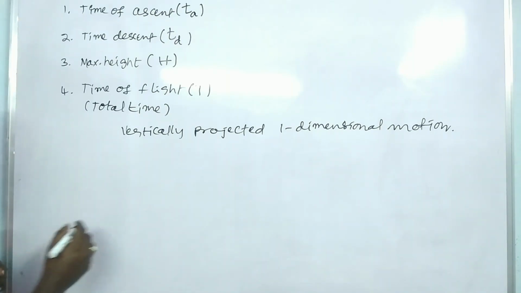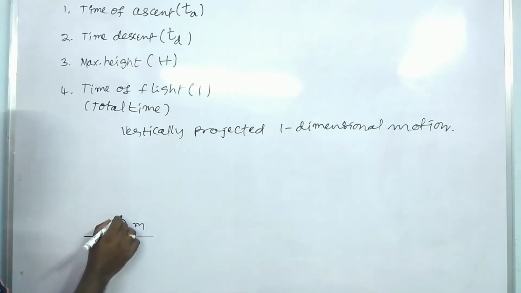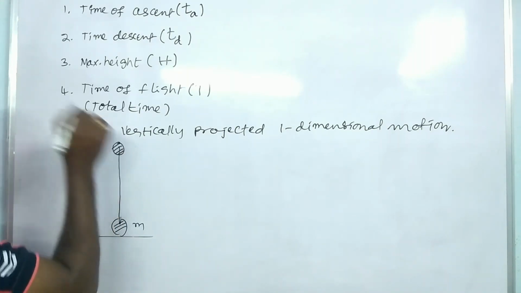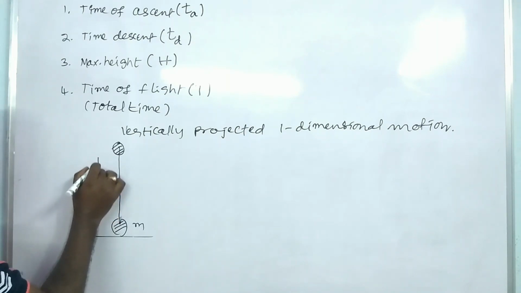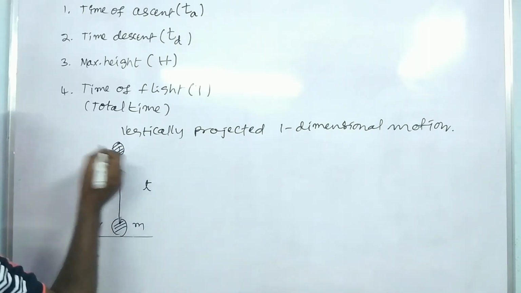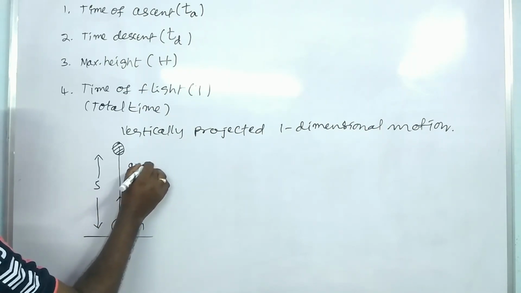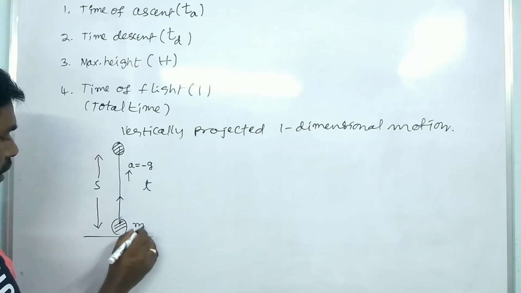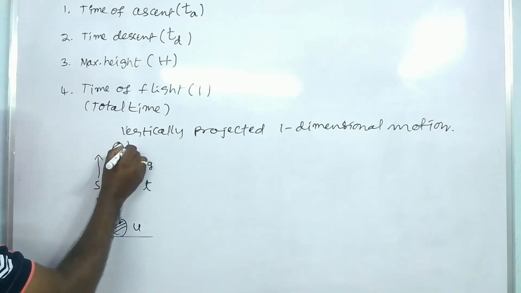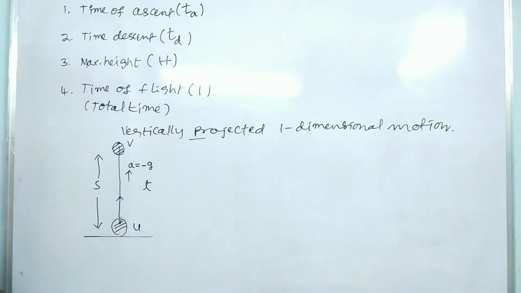Let us see. An object having mass m is thrown vertically and it reaches some maximum height. The displacement or distance traveled by the body is s, the time taken is t, the acceleration is a equal to minus g, the initial velocity of the object is u, and the final velocity is v. These are the terms you have to know in the case of vertical projection.